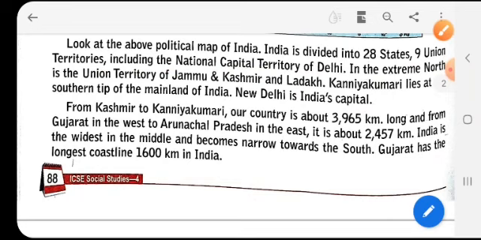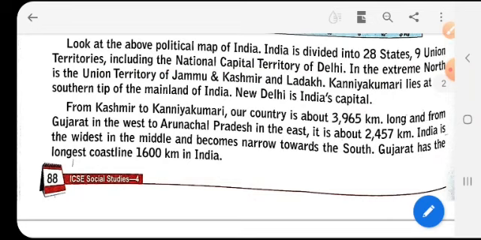From Kashmir to Kanyakumari, our country is about 3,965 kilometers long. That is Kashmir in the north and Kanyakumari in the south. It stretches at a length of 3,965 kilometers. And the width of the country, that is from Gujarat till Arunachal Pradesh, is about 2,457 kilometers.